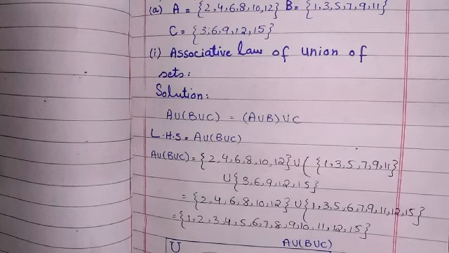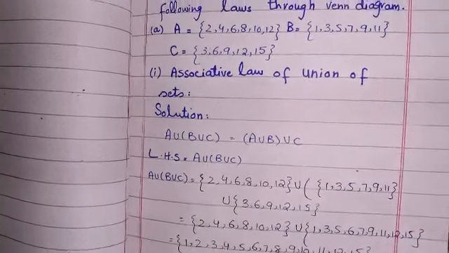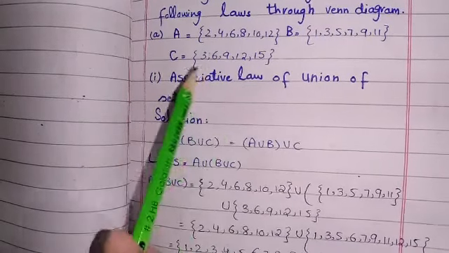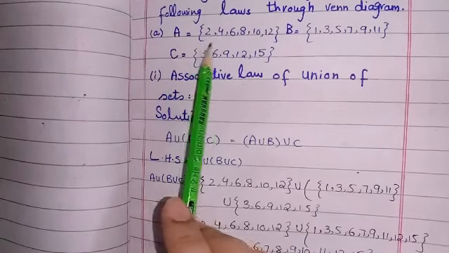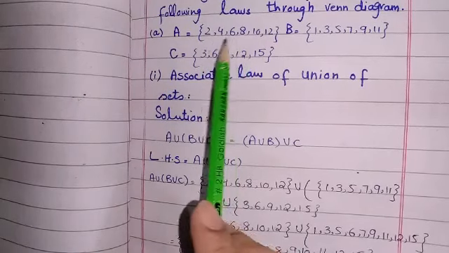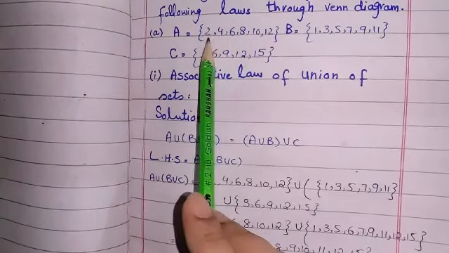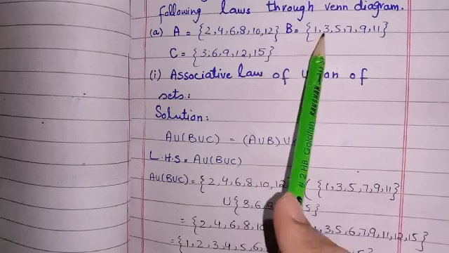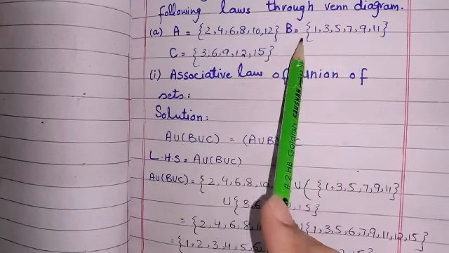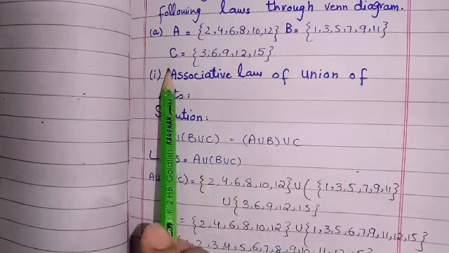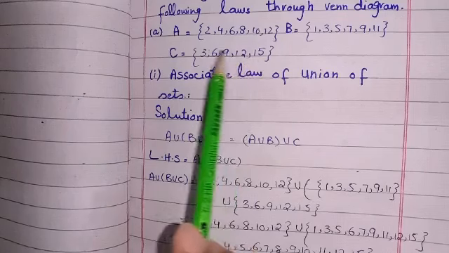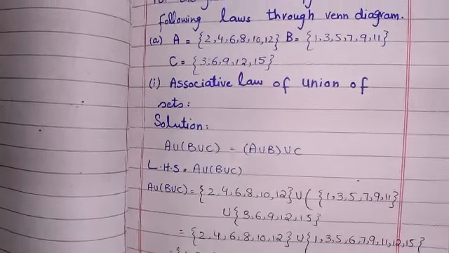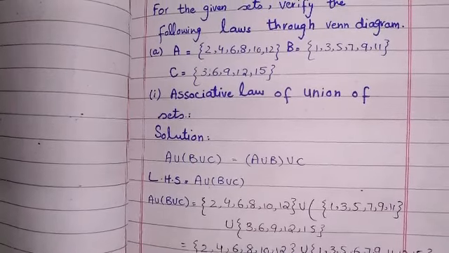Now students, first we will see our sets to draw the Venn diagram. Here our set A is equal to 2, 4, 6, 8, 10 and 12. You can clearly see that this set contains even numbers, and in set B we have 1, 3, 5, 7, 9, 11. In set B we have odd numbers, and in C we have 3, 6, 9, 12, 15, which are multiples of 3. Now students, which type of Venn diagram will we draw?